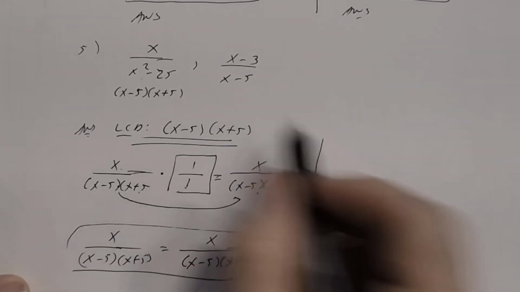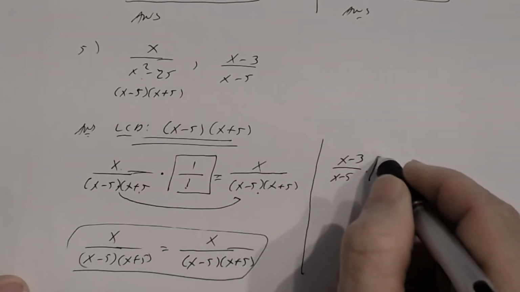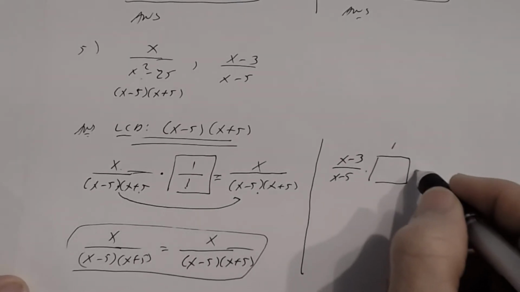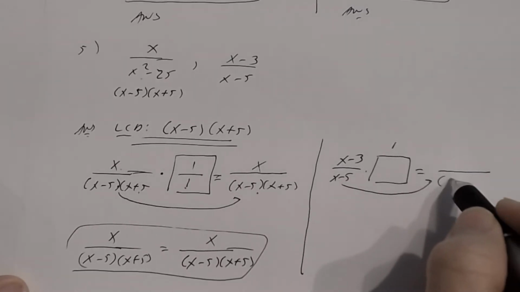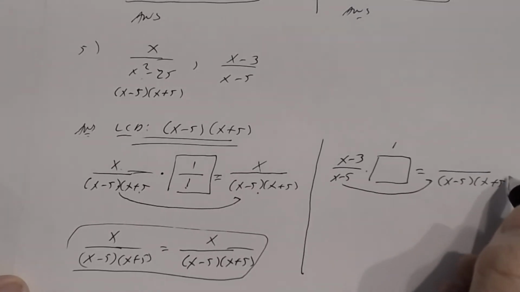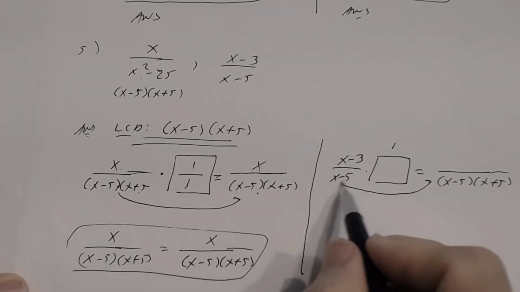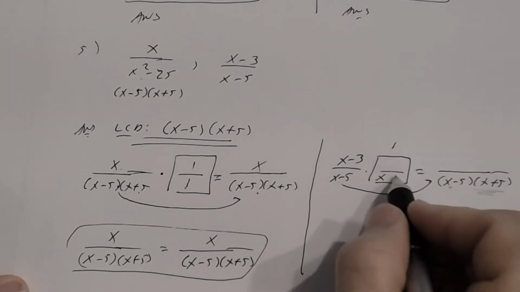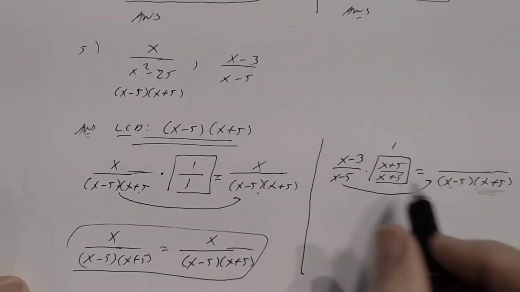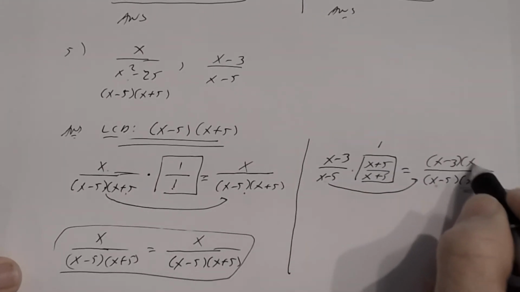Now for the next one, you're going to have x minus 3 divided by x minus 5. You have to multiply that by some rational expression that's equal to 1, and you will end up with an equivalent rational expression that has this denominator, x minus 5 times x plus 5. Notice that I am missing something in this case because I have an x minus 5 only. So what I'm missing is this one. I have to multiply both numerator and denominator by x plus 5. And so the numerator will be the product of these two binomials, x minus 3 times x plus 5.